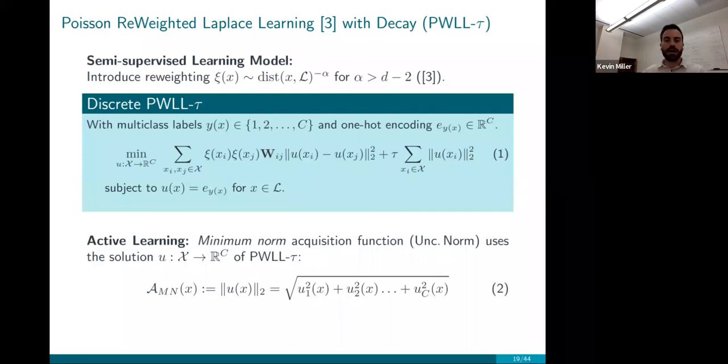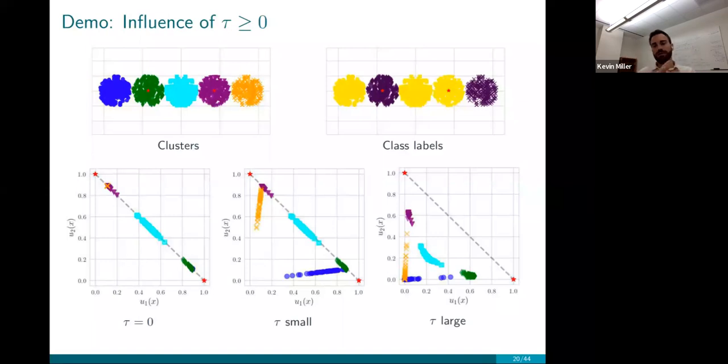Once we've properly explored, then this 2 norm is going to be minimized in between points of oppositely labeled classes. So to illustrate this influence of tau, I like this little toy example. Imagine that we have 5 clusters shown here at the top left, where I've colored each one to represent the distinct clusters. And then here on the top right, I'm showing a ground truth classification of blue versus yellow. Now the 2 red stars in the 2nd and 4th clusters represent initially labeled points.